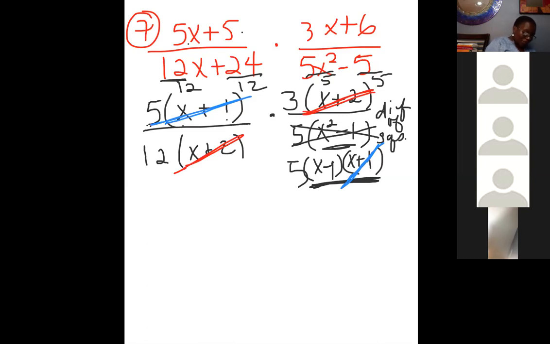Furthermore, guys, we have these 5s. 5 cancels out with 5. And then we also have the 3, which can be divided into 12. So 3 goes into 12 4 times. Now, I want you guys to notice what's left over, what hasn't been canceled out.